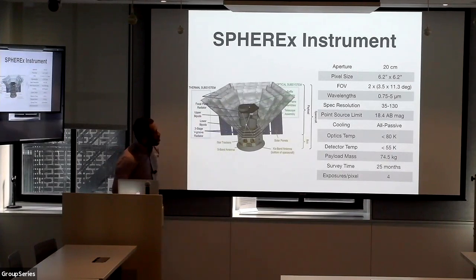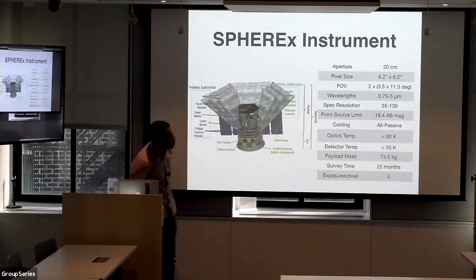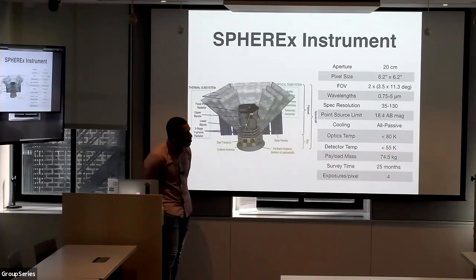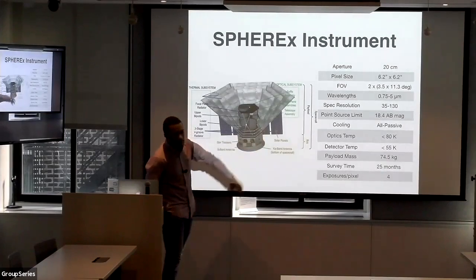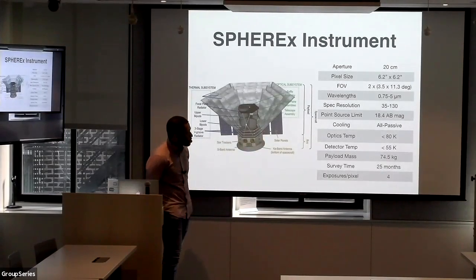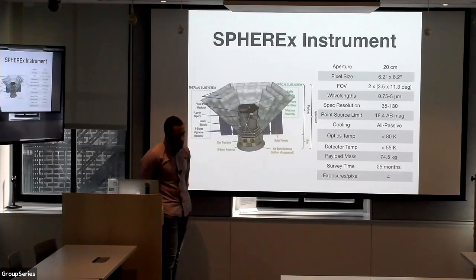It's going to map wavelengths between 0.75 and 5 microns with low to mid spectral resolution, so it's a lower spectral resolution instrument than EXCLAIM surveys, with an aperture of 20 centimeters.